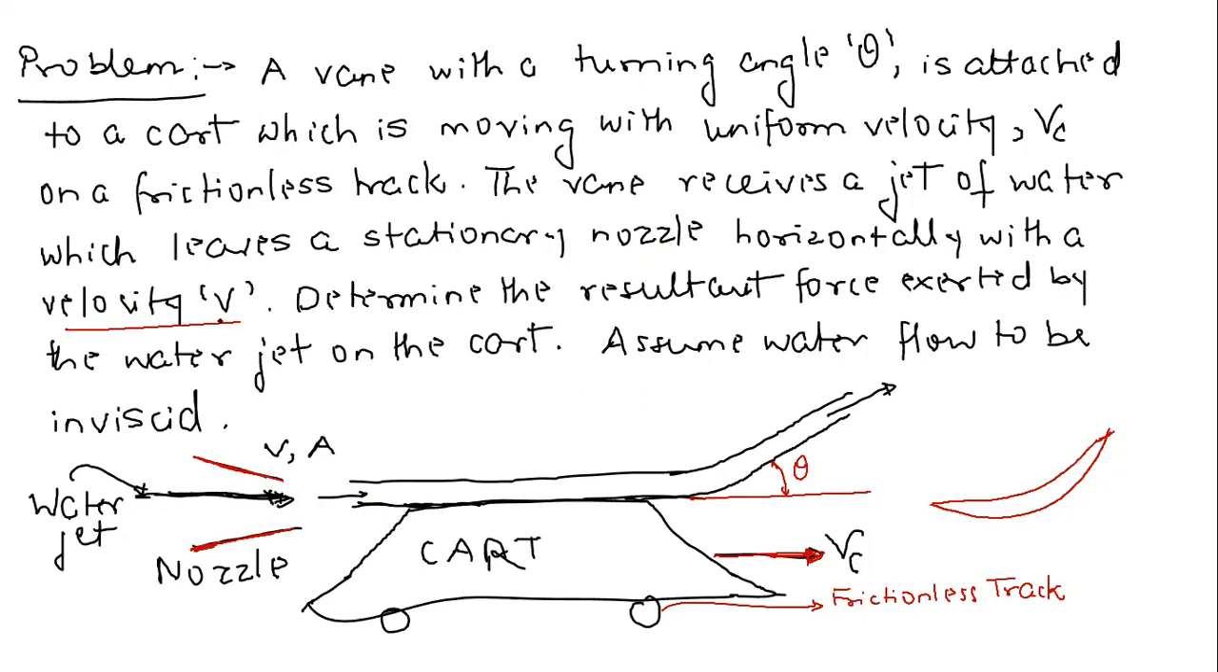Now, determine the resultant force exerted by the water jet on the cart. So what we have to find out? Definitely when this water jet comes into contact with this vane, as soon as it passes through this vane, what will happen? The cart will experience a certain amount of force when this water jet strikes this vane. So basically he is asking to calculate the resultant force exerted by the water jet on the cart.